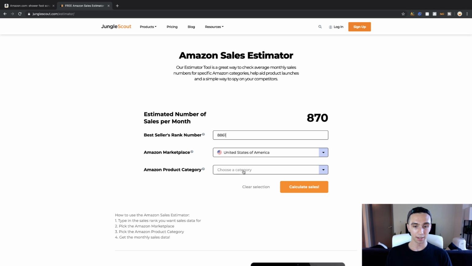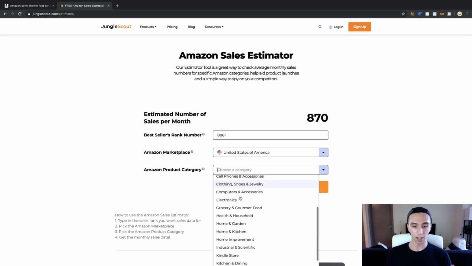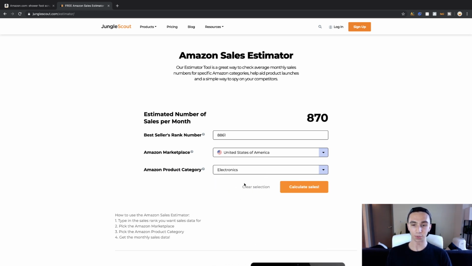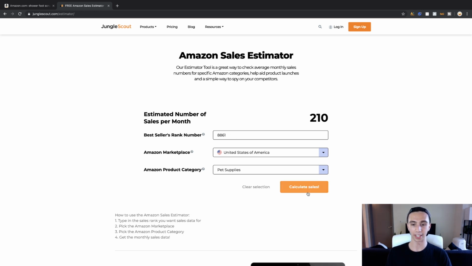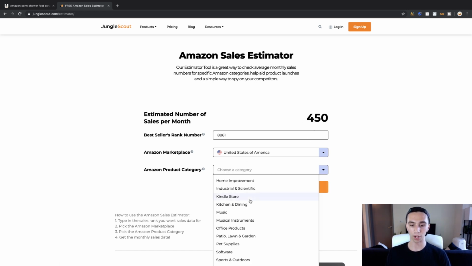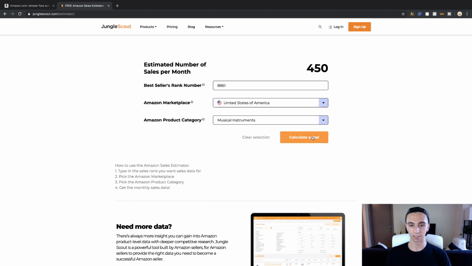An 8,000 sales rank in beauty and personal care is going to be a lot different than an 8,000 sales rank in electronics. So look at the difference in monthly sales. Yeah, it's 4 times as many sales in beauty and personal care with the same exact sales rank. Now let's go pet supplies and see what an 8,000 sales rank is there. So that's 450 sales. So make sure your product category is correct. In musical instruments, it's probably really low. Yeah, so there's not that many products in that category.